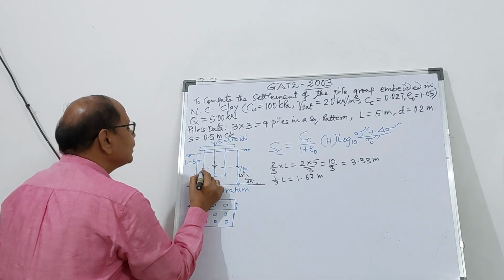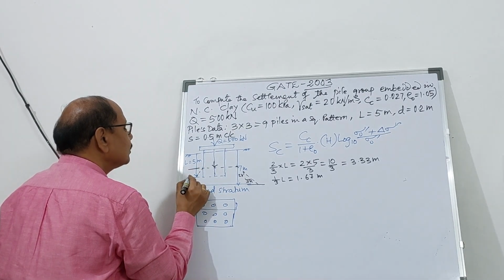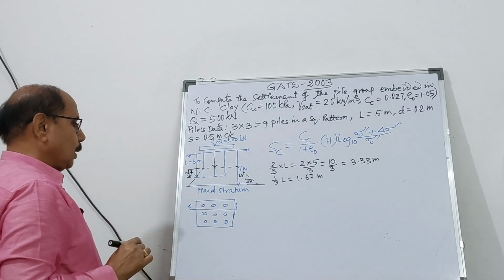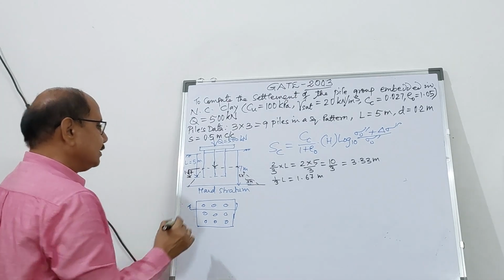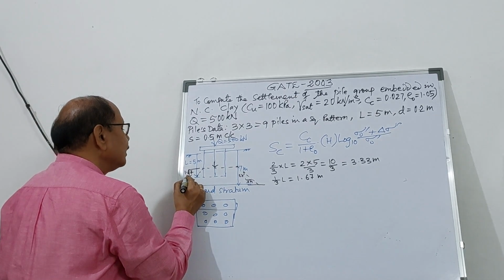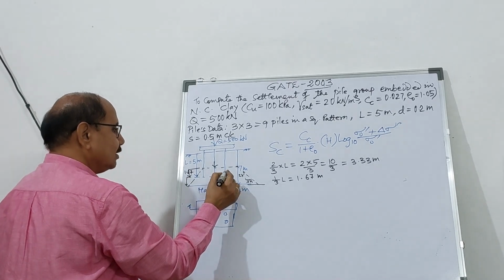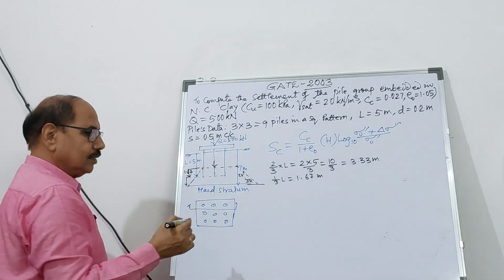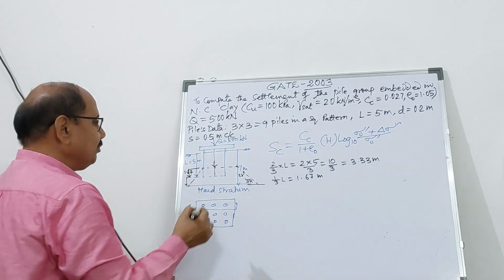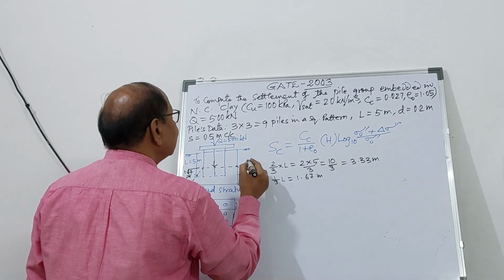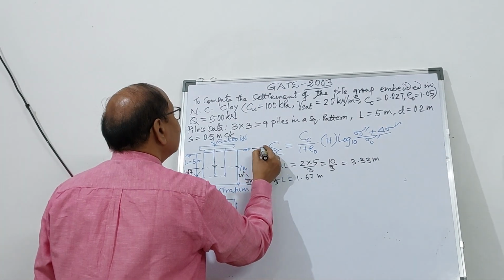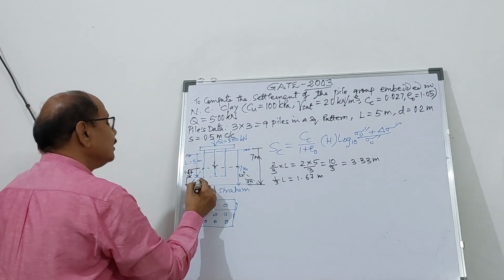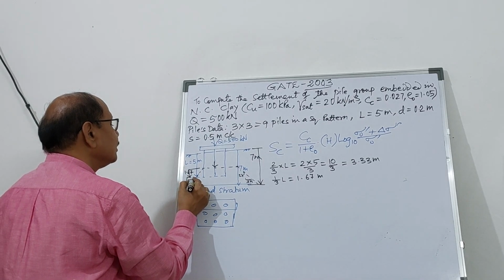Right? So this distance becomes 1.67. And this distance is going to be 2 meter because it is 5 meter, and up to 7 meter from the ground level, this hard stratum comes into picture. So from here up to here it is 7 meter, and so this is going to be 2 meter.